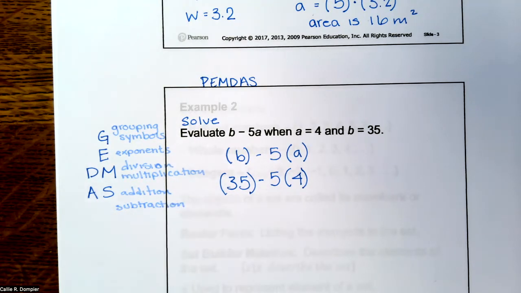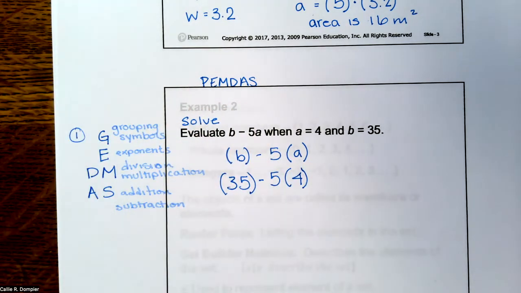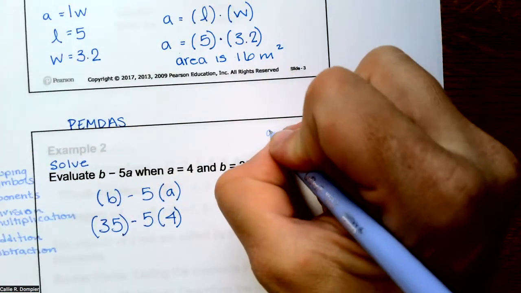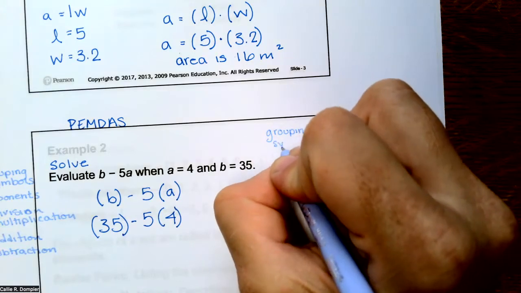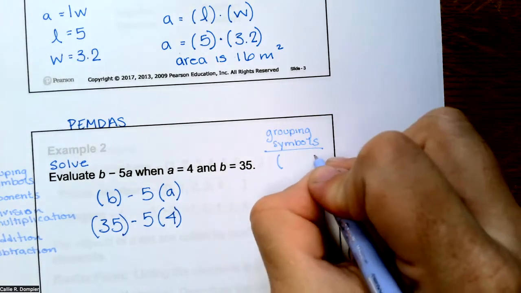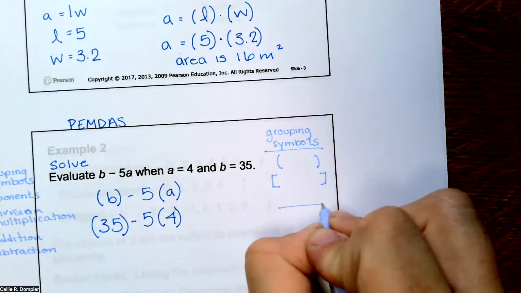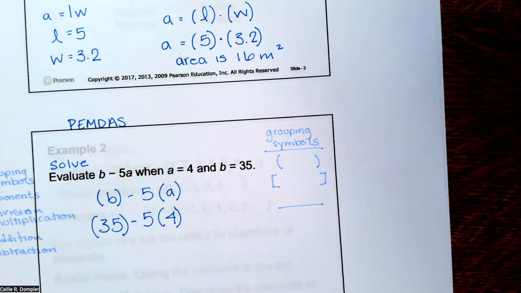So that is the order. The first thing you want to do is your grouping symbols. Also important to note that grouping symbols could be parentheses, right? It could also be brackets. It can be a division bar. So anything above the division bar and below the division bar are a group.